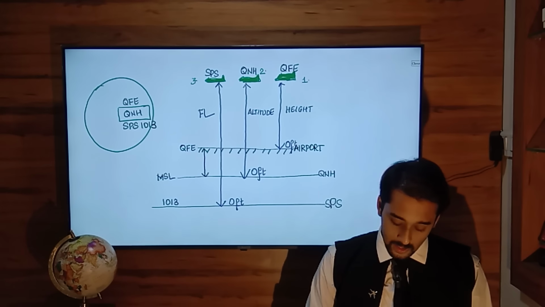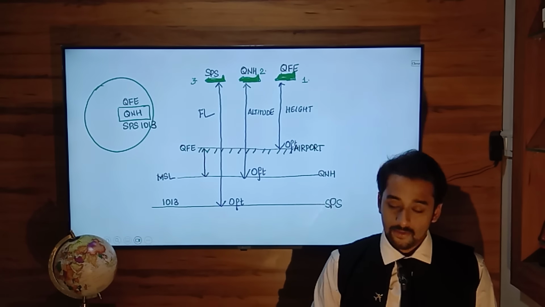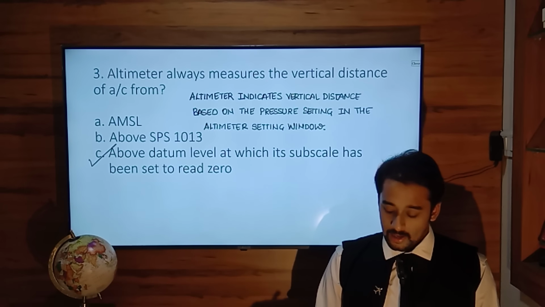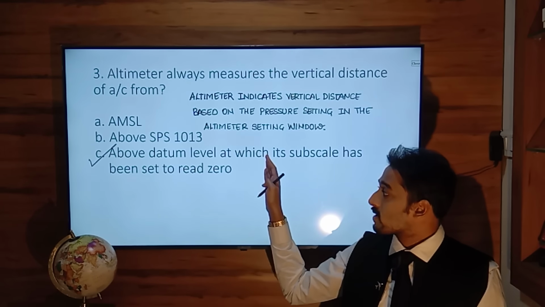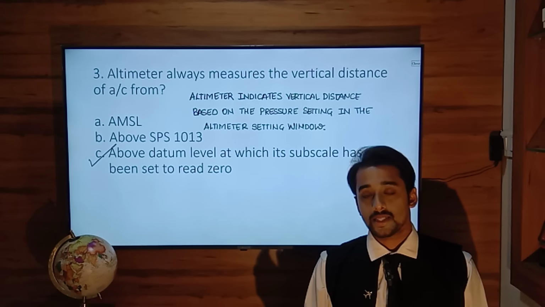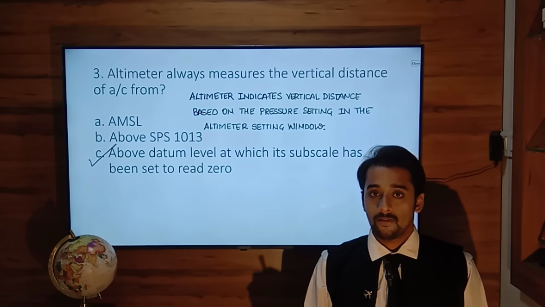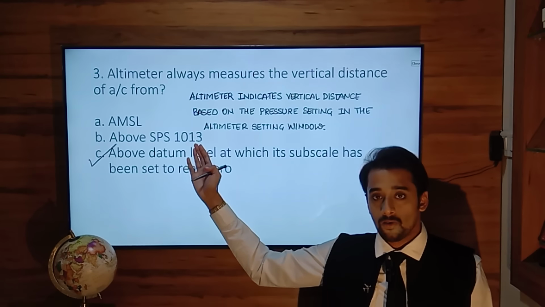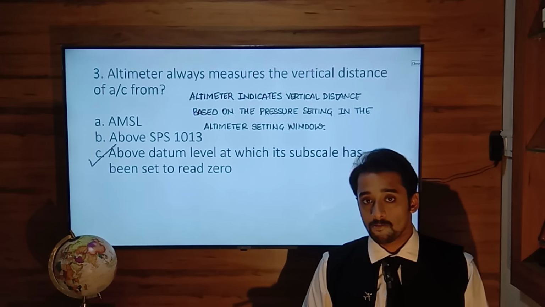Okay, so what will the correct option be? From this concept, the correct option will be option C. It will start above the datum level at which your subscale has been set to read 0. So whatever setting you put, it will start measuring from that datum level, not from mean sea level or 1013. It depends on what setting you put inside it.